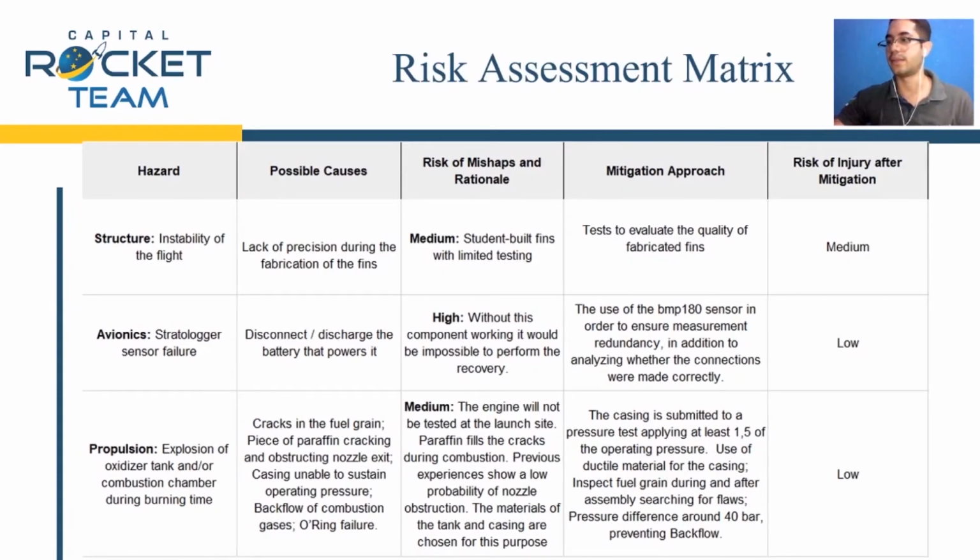The team assembled the risk matrix of each subsystem. Here is a list of some possible failures. We see that after mitigation, the risks are medium or low.